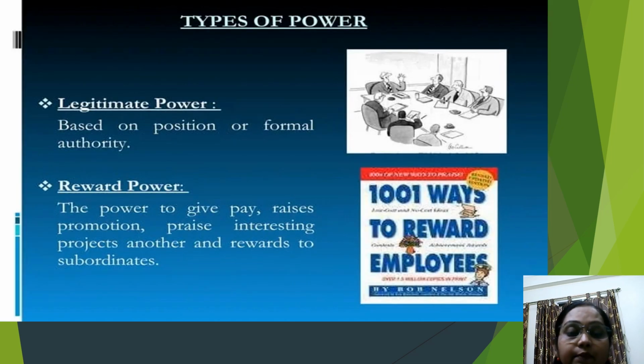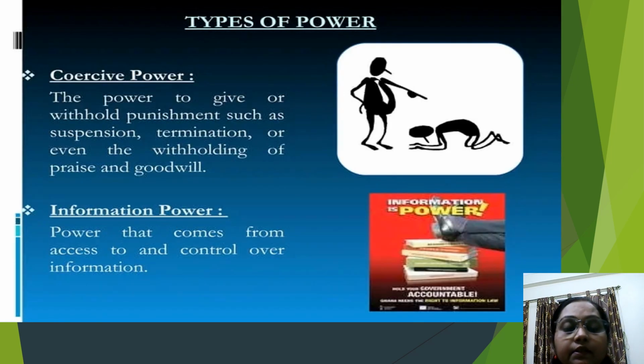First of all, in types of power, we can understand legitimate power. These are some legal powers attached with some position or designation or formal authority. Power is assigned to a designation, not a person, so it is always based on position or formal authority. The second one is reward power. As the name says, this is the power to give pay or raises, promotion, praise, and rewards to the subordinates.